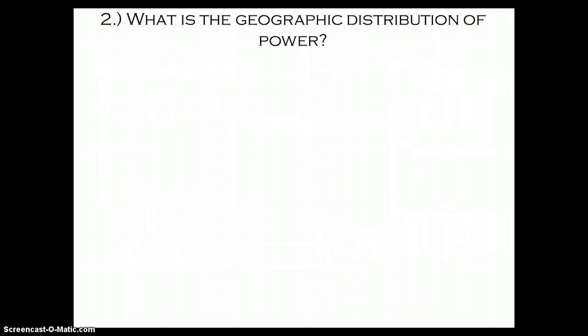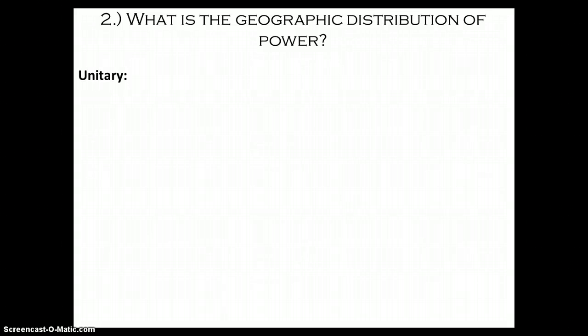The second question that helps us to classify major forms of government that have existed or do exist in the world today is, what is the geographic distribution of power? This is where students tend to get most confused, so please take very diligent notes on this section. When I say geographic distribution of power, I mean where is the physical symbolism of power held, or the physical power of government held.